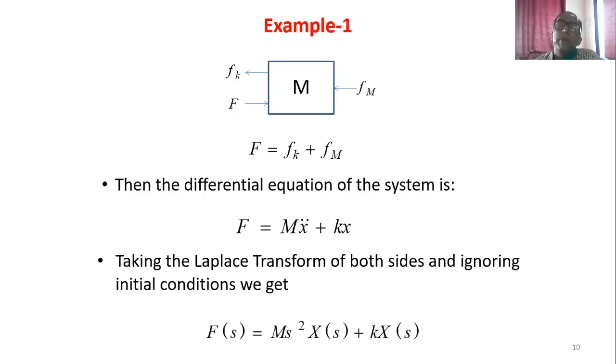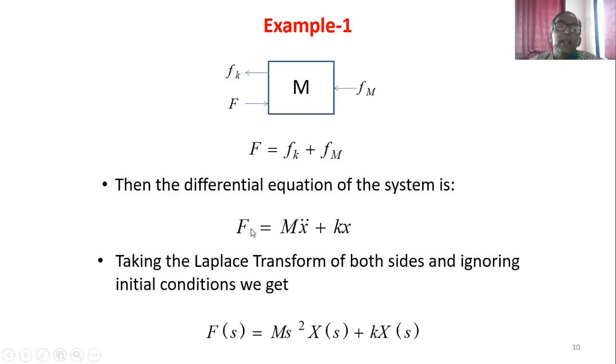Now what is the benefit? If I assume zero initial conditions, the differential equation gets converted into a simple algebraic equation in s, and it is always easier to solve an algebraic equation than a differential equation. So by converting the time domain differential equation into Laplacian domain equation, I simplify the method of solution. So taking the Laplace transform of both the sides and ignoring initial conditions, instead of f of t, I get f of s.